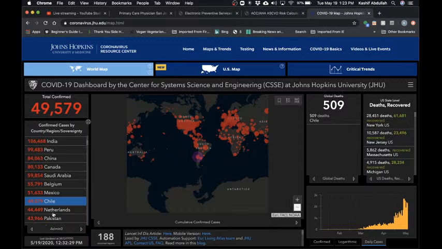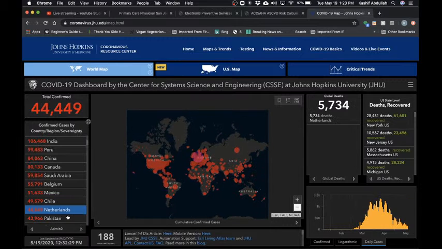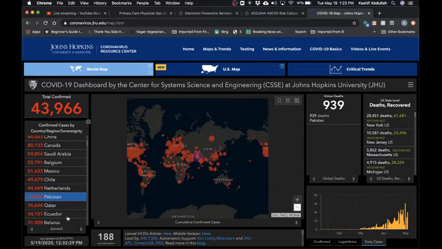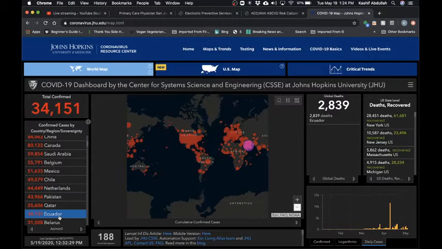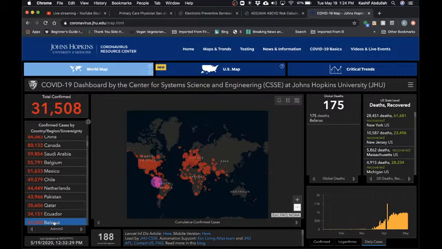Chile is also increasing. The Netherlands are dropping significantly. Pakistan is also increasing to some degree. Qatar is also increasing. Ecuador, not enough data really. Belarus, increasing as well, but staying stable in Belarus. That's good. So I would say Western Europe in general will be the first continent that'll be out of it.